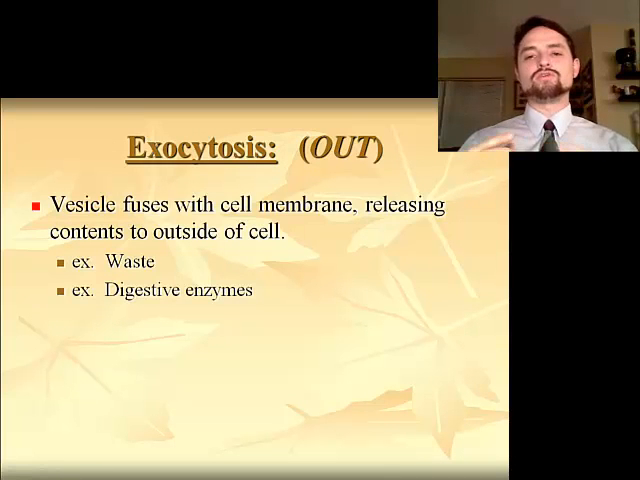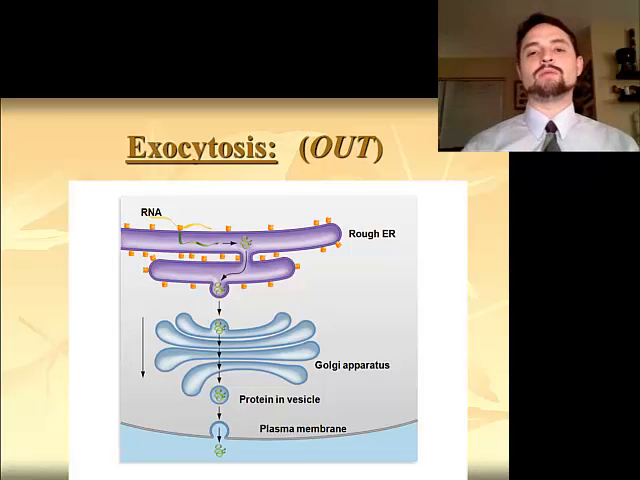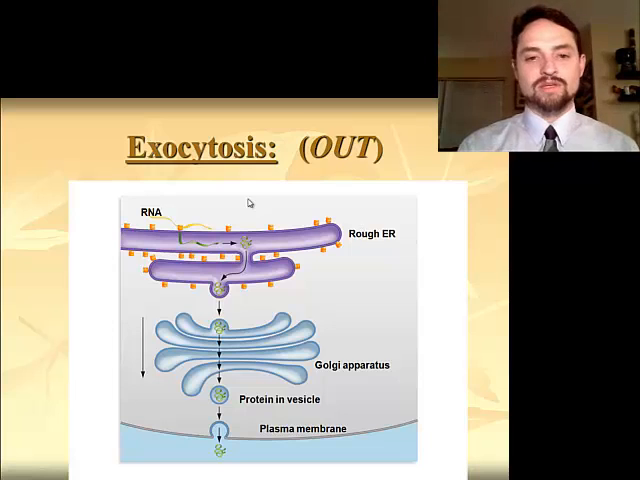So vessels fuse with the cell membrane, releasing contents out of the cell, and this could be waste and digestive enzymes, and we call this exocytosis, or an exiting of the cell. Here's an example of exocytosis. So we've talked about some of this in class. We'll go into more detail with parts of this later.